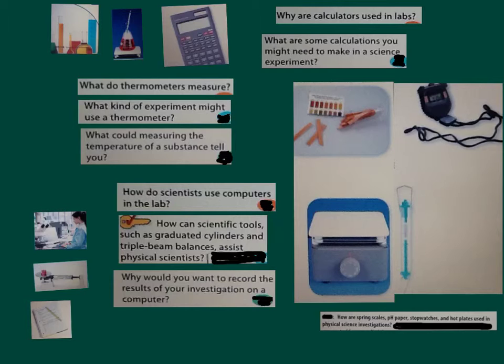Okay, so this first one right here, pH paper. You can use pH paper to quickly estimate the acidity of a liquid substance. The paper changes color when it comes in contact with an acid or a base. Okay, this one right here is a hot plate. And a hot plate is a small heating device that can be placed on a table or a desk. Hot plates are used to heat substances in the laboratory.